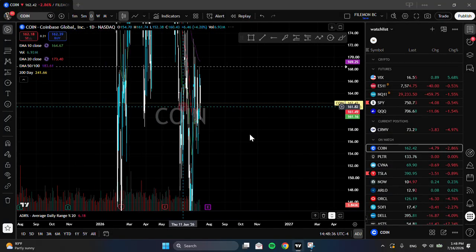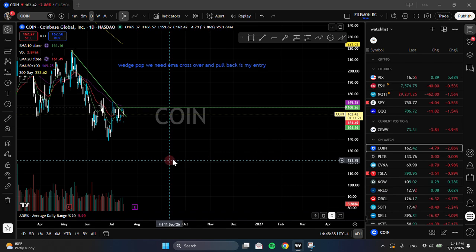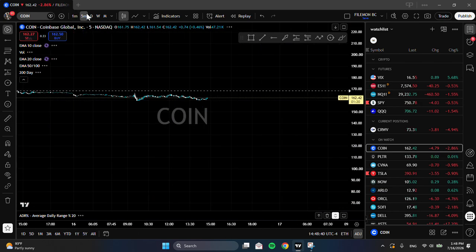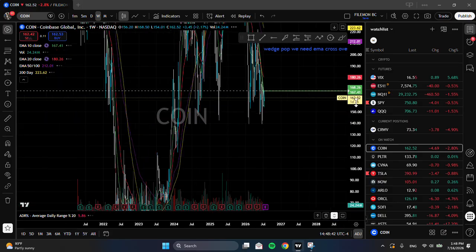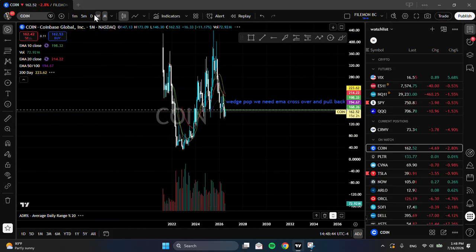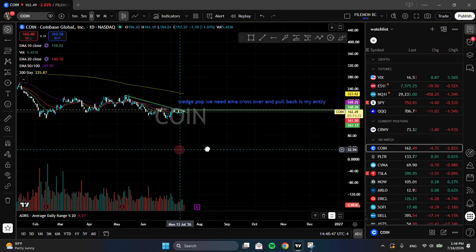So those are the time frames: the dailies are where I find my setups. Pretty easy. The 5 minute is for the entries. Weekly, I also look for setups, and it just tells you where the market's going overall. Pretty simple.